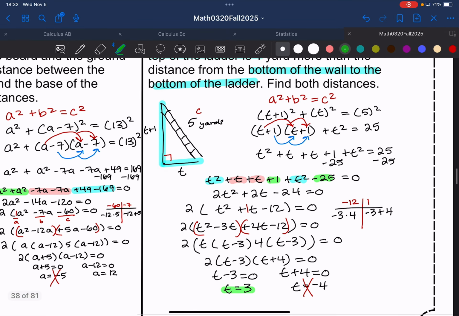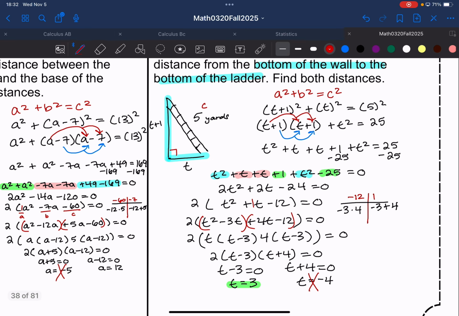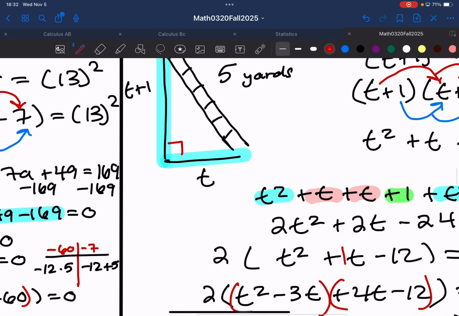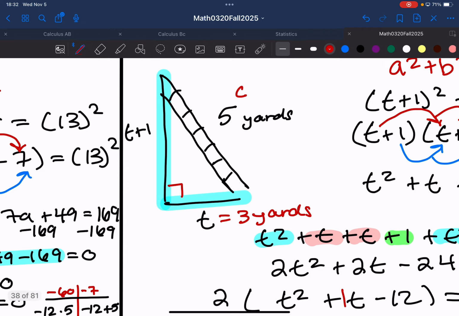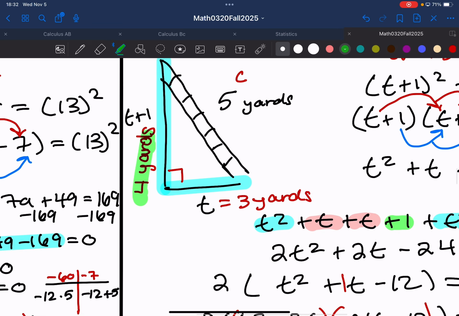Yards, but it wants to know both distances. So right here, we just found this one. We found this is 3 yards. How do we find the other one? We add 1. So then we have 4 yards. So our two answers are 4 yards and 3 yards.